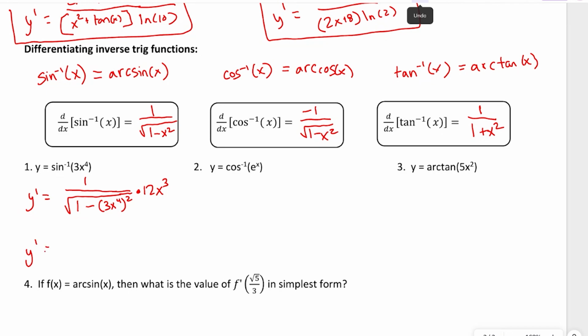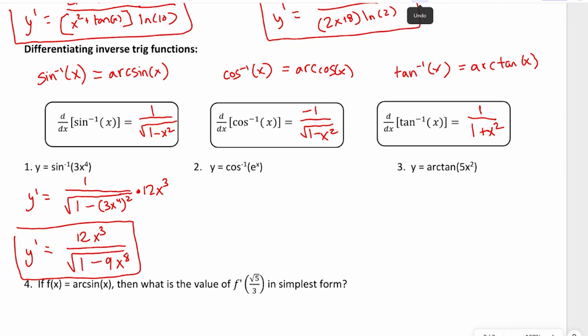So just like with those logarithmic derivatives, I'm going to rewrite this as 12x cubed over the square root of 1 minus... And just because this is how it appears on the multiple choice items, if it's a free response, you can leave it like that. But if I square this term, I'm going to get 9x to the 8th. And this is how you will more likely see it on a multiple choice item.